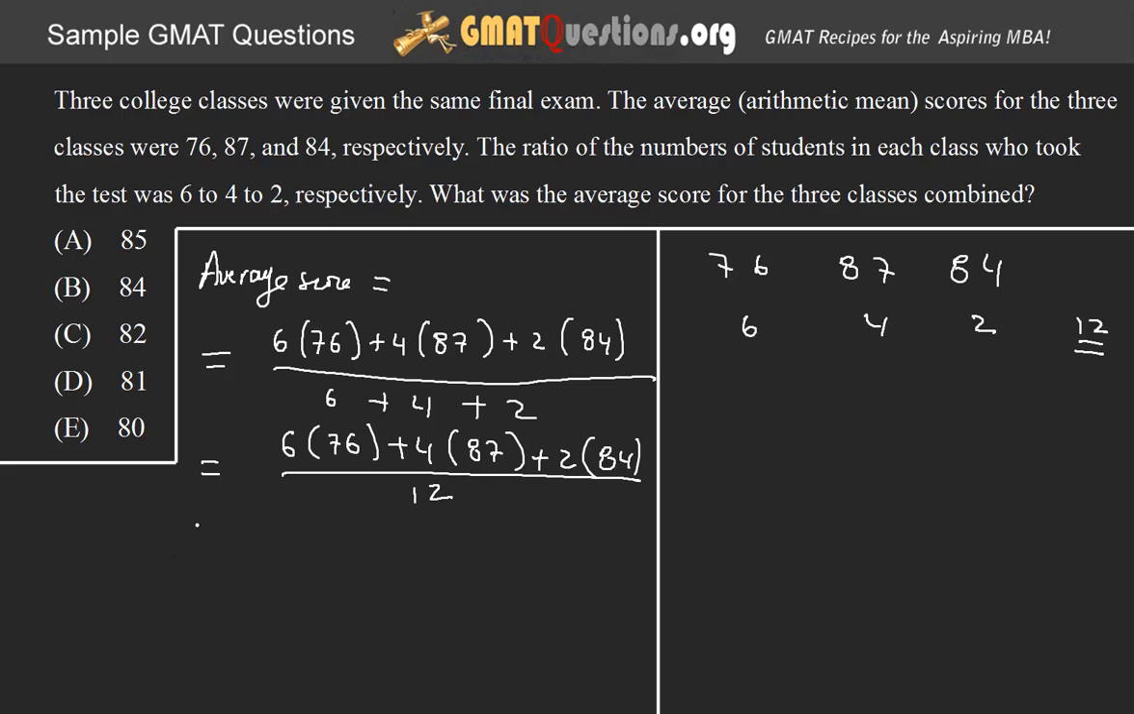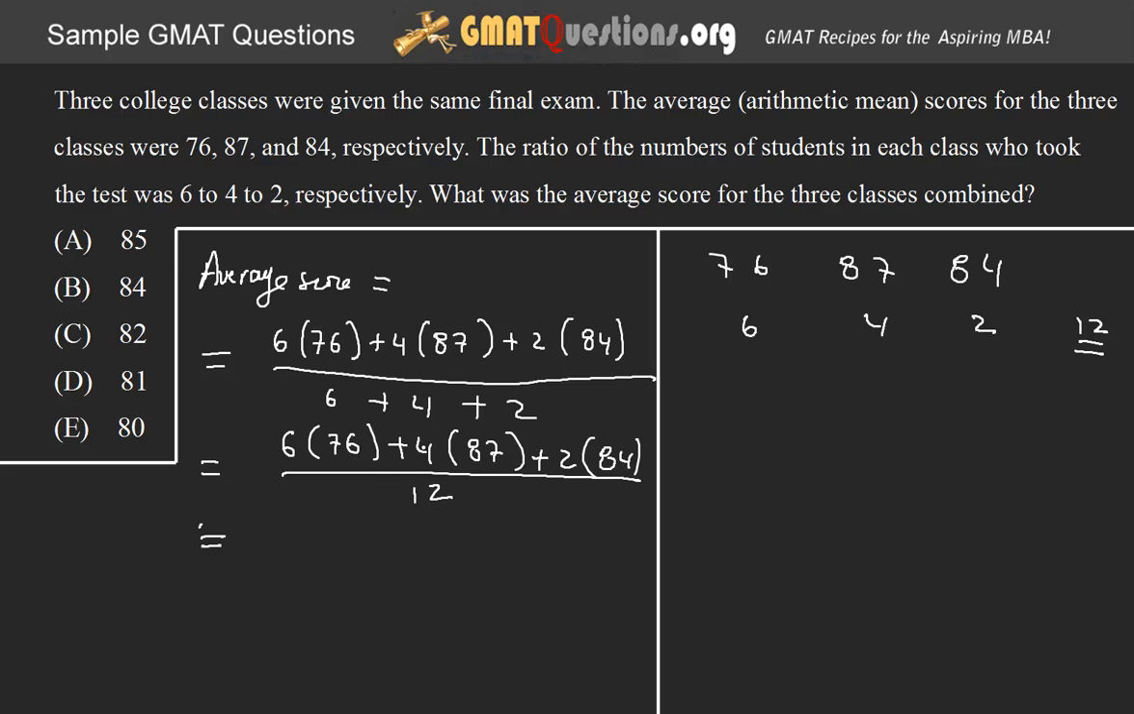Now we have to find out what is the best way to calculate this. I know that many of you are going to multiply 6 by 76, 4 by 87, 2 by 84, add them and then divide by 12. Personally, I don't find that to be efficient. Once you get to those big numbers, dividing by 12 is not as straightforward as you would think. Some of you may do it well, some of you are going to struggle with that. So what I like to do is to simplify this before it gets big. How to do that? Very simple.